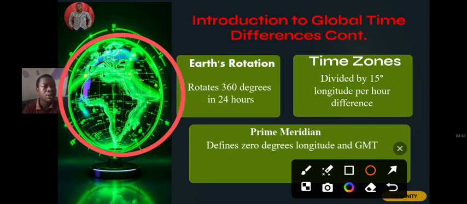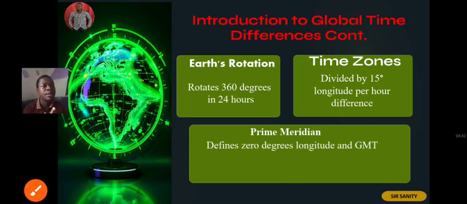Now, we also have what is called time zones, divided by 15 degrees of longitude per hour difference. So all the time zones that we have, every 15 degrees, 15 degrees, 15 degrees give you an hour, as I said earlier on. And the prime meridian defines 0 degrees longitude and GMT time, the Greenwich Mean Time. Okay.